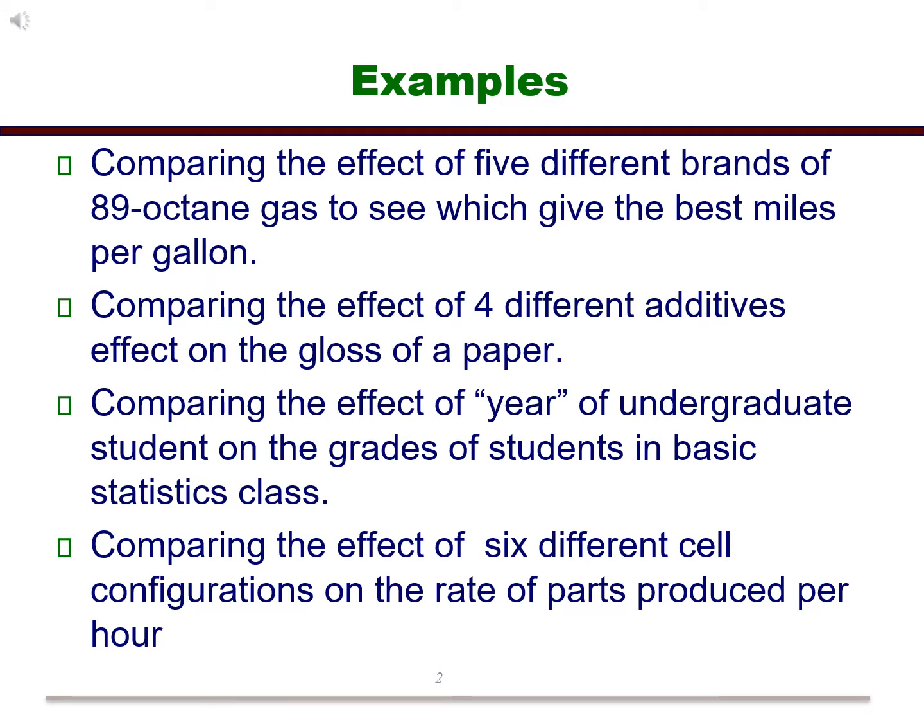Some examples of when one-way analysis of variance can be applied are comparing the effect of 5 different brands of 89-octane gas to see which give the best miles per gallon, comparing the effect of 4 different additives on the gloss of a paper, comparing the effect of year of undergraduate student on the grades of the students in a basic statistics class, and comparing the effect of 6 different cell configurations on the rates of parts produced per hour.